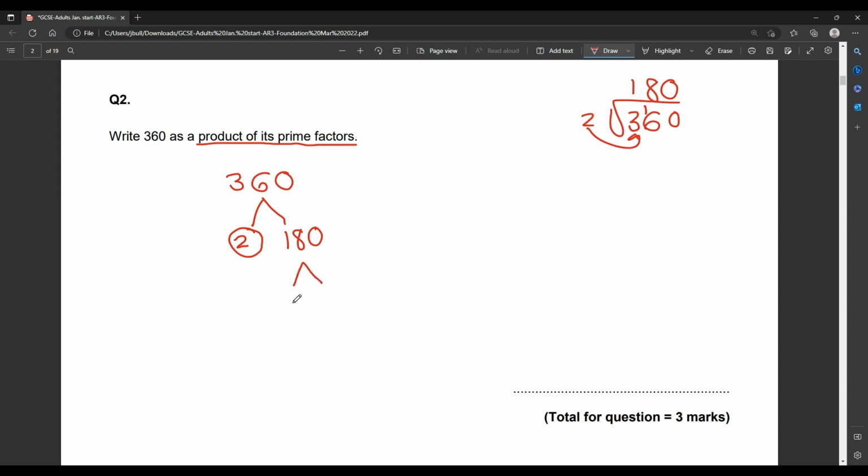Then we want to break this 180 down. So we could say 180 is 2 times 90. Again, we circle 2 because it's our prime factor. Keep breaking it down. It's easiest if you keep your prime numbers on the left-hand side to keep track of them. 90, we could say, is 2 times 45. So we are getting there. Then 45 is 5 times 9. And then finally, 9 we can break down into 3 times 3. Once you reach that point where both of the numbers are prime numbers, then you know you've reached as far as you can go.